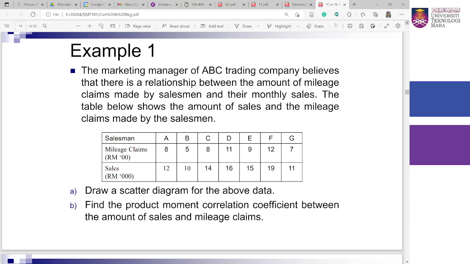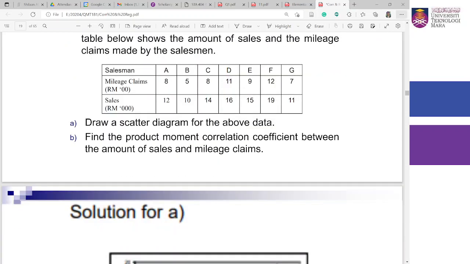Itu yang dimaksudkan. So nilai mileage claim yang tinggi akan berhubung baik dengan nilai sales bagi seseorang salesman. Okay, maksud kata kalau dia claim mileage tinggi, dia punya sales pun sepatutnya tinggi juga. Okay, positive correlation. So kita nak tengok betul tak benda ni daripada gambar rajah scatter diagram kita. So dengan kata lain kat sini, mileage claim tu akan jadi independent, manakala sales akan jadi dependent variables. So kita tengok bagaimana kita nak lukiskan gambar rajah dia.